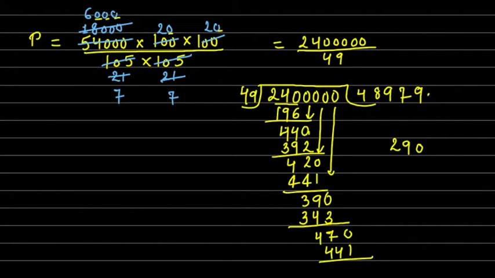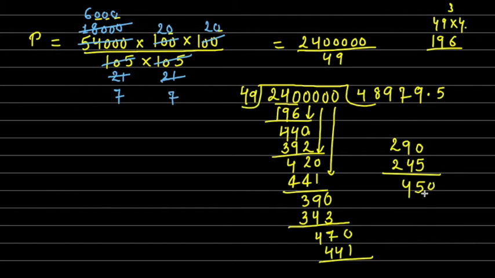This 0 we can only add if we add a decimal in the quotient, right? Now how many times? If you do 49 into 4, 4 nines are 36, 4 fours are 16, 196. We can go 5 times also. 5 nines are 45 and 20, so we are having 45.